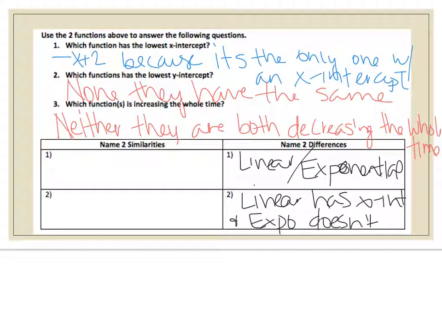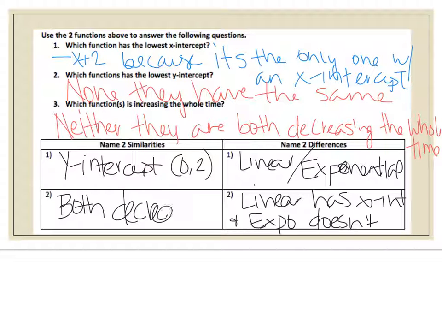For naming 2 similarities, well, we already talked above. They both have a y-intercept at 0, 2. We also said that they are both decreasing. They decrease at different rates, so you could talk about that in the differences, but they are both decreasing. So tomorrow you're going to get a worksheet similar to this where you're going to graph 2 different functions and then answer some questions and compare the 2.